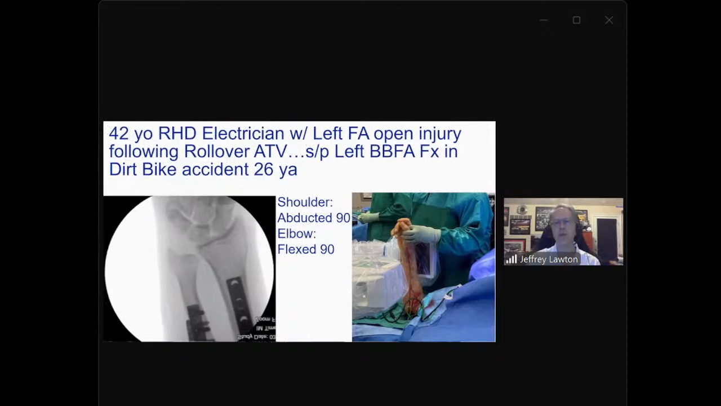Nikki made a great point of this. I think this is worth repeating, though. So typically we do these on a hand table. And again, remember to get that view at the end of the radial ulnar variance, the shoulder abducted to 90 and the elbow flexed to 90. And here you see a typical clinical picture, and here you see what you want to see.